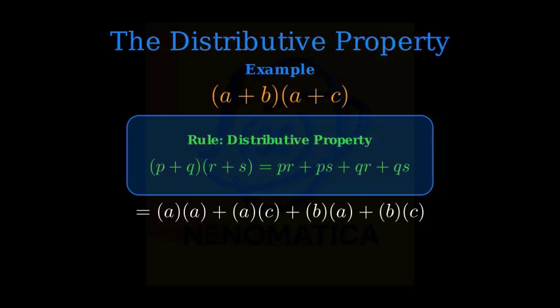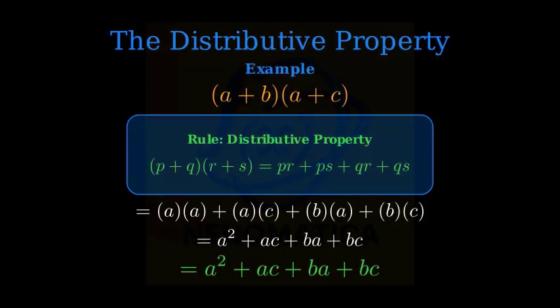Now, let's simplify our expression by multiplying the terms. So we have a squared plus ac plus ba plus bc. And since ba is the same as ab, we can write our final answer as a squared plus ac plus ba plus bc. Let's move on to our next example.